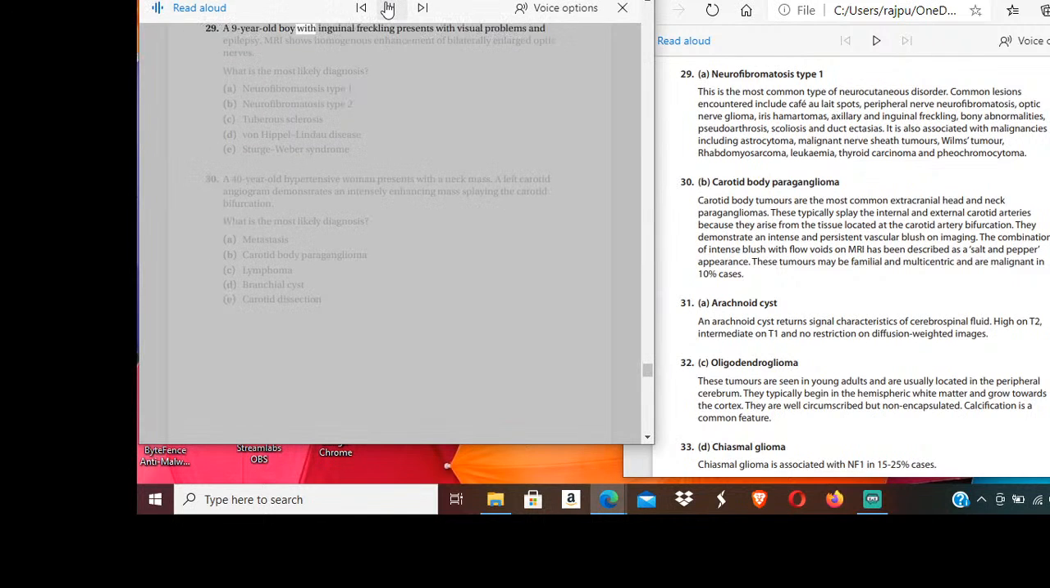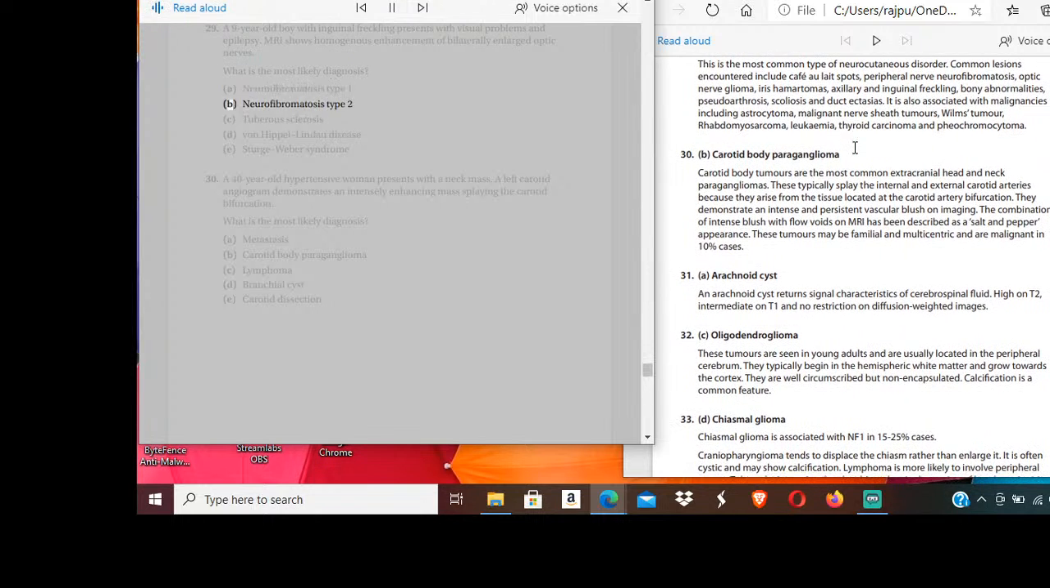29. A 9-year-old boy with inguinal freckling presents with visual problems and epilepsy. MRI shows homogeneous enhancement of bilaterally enlarged optic nerves. What is the most likely diagnosis? A. Neurofibromatosis type 1. B. Neurofibromatosis type 2. C. Tuberous sclerosis. D. Von Hippel-Lindau disease. E. Sturge-Weber syndrome.